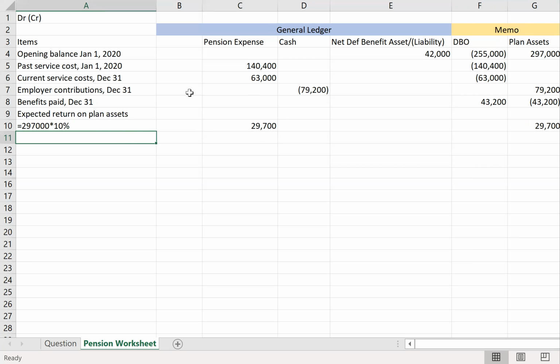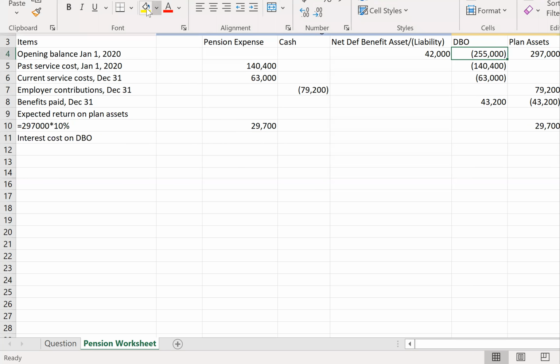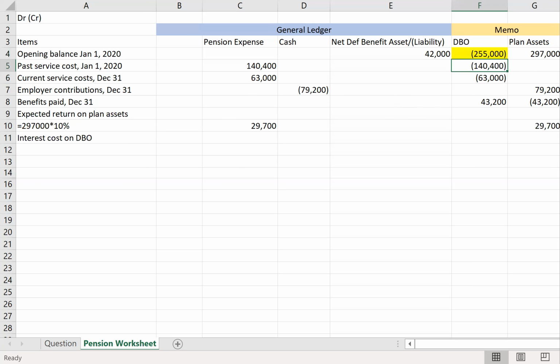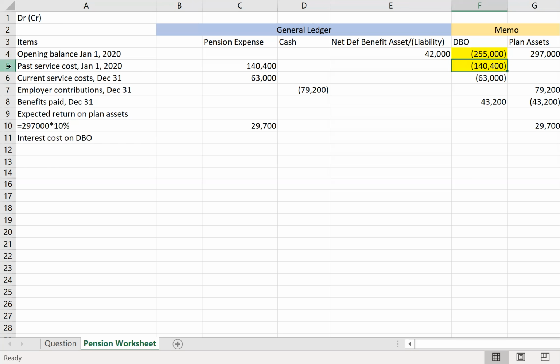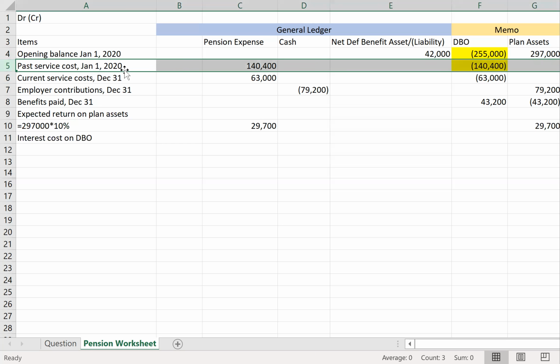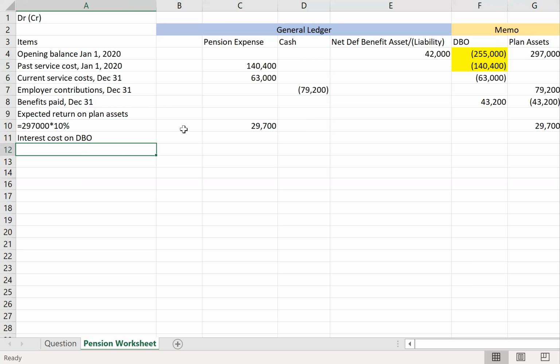Now the interest cost on the DBO, which is this impact of the time value of money. Now we have to be careful. We can't just use this 255. It's really important that we realize that it's this amount plus this amount here, the 140, because of the fact that this past service cost adjustment happened on January 1st. These both need to be increased for the time value of money. So the sum of these two is going to be 395,400.